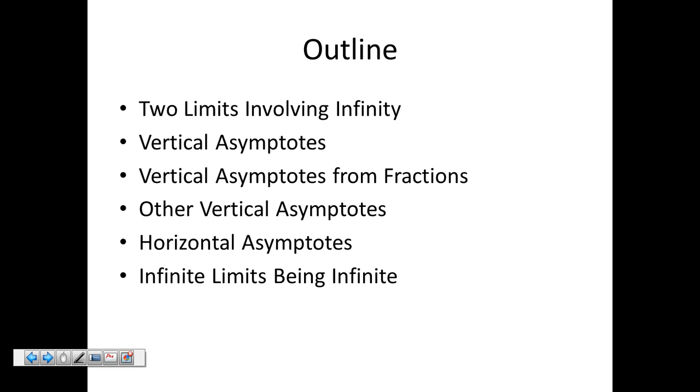Our outline for this video: we'll take a look at the way that limits can involve infinity. We're going to take a look at vertical asymptotes, specifically from fractions, that really is rational functions. We'll take a look at some other ways to get vertical asymptotes. Then we'll move on and talk about horizontal asymptotes and how limits are involved there. And then we're going to take a look at some infinite limits being infinite.